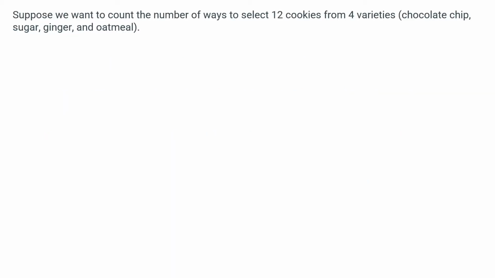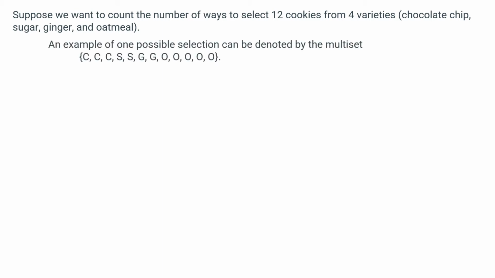So how are we going to use this in solving problems involving counting? Well, let's look at this problem here. Suppose we want to count the number of ways to select 12 cookies from 4 varieties. So we have chocolate chip, sugar, ginger, and oatmeal. One possible selection could be denoted this way, and this would be a multiset. We still have the curly braces, but notice we don't just have C, S, G, O. We have a certain number of instances of each.